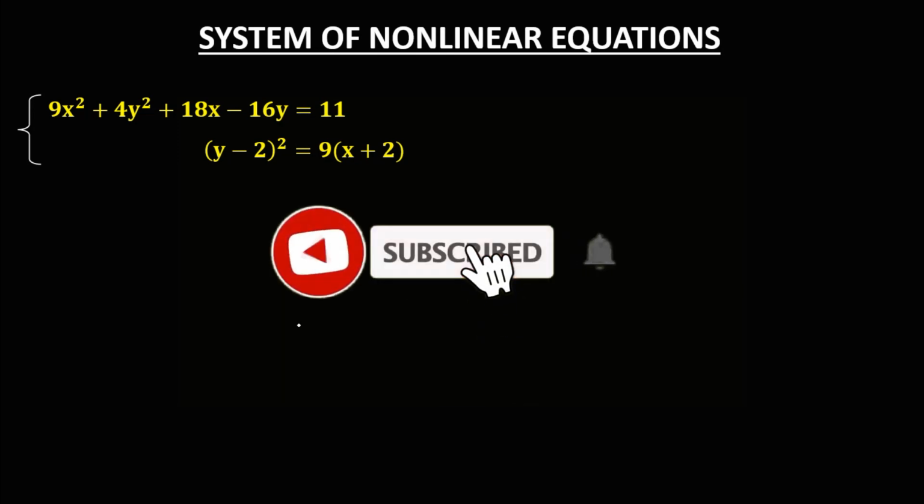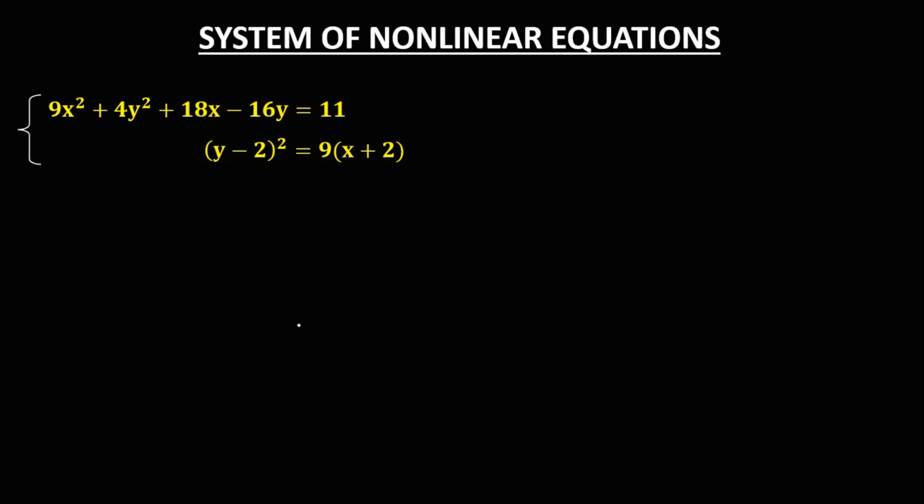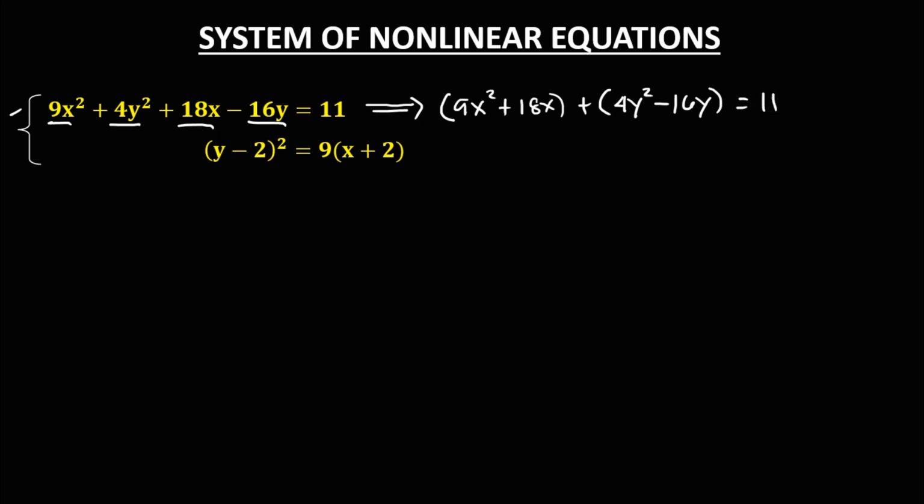Okay, so let's have this problem. To find the solution of the system of nonlinear equations, from this given, first, we need to transform this equation. So write this equation in a standard form. Since this one is an ellipse, group all x. So this becomes 9x squared plus 18x, then group all y, so plus 4y squared minus 16y, then equals 11.